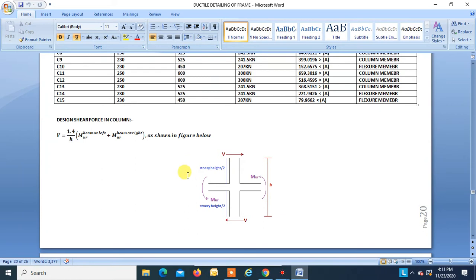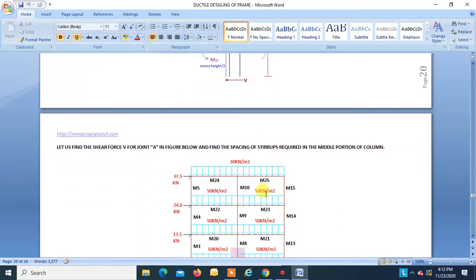Okay, so this is a joint, say joint A. This is the beam falling on this joint, and these are the columns. So this is the moment of resistance due to the beam at left, and the moment of resistance due to the beam at right. So MuR plus MuR, into 1.4 divided by H, will give us V. This is V and this is V. This is H, story height by 2. So we will make a table over here, right?